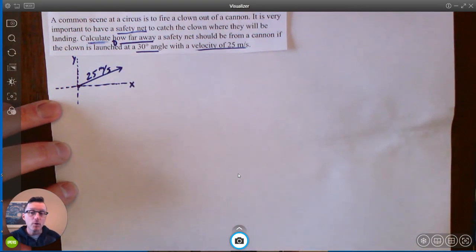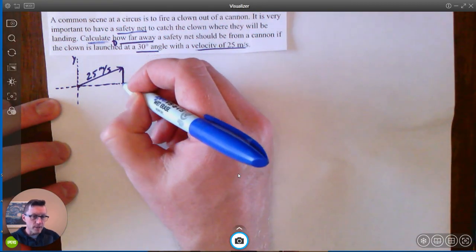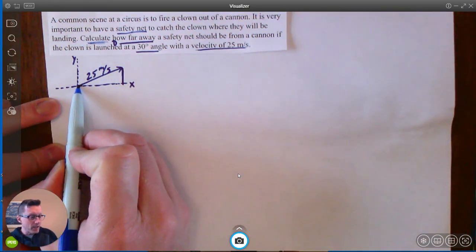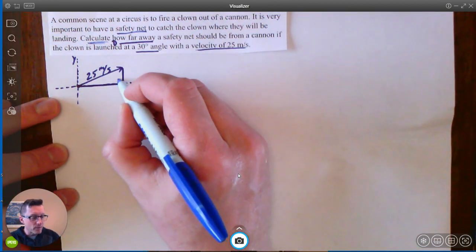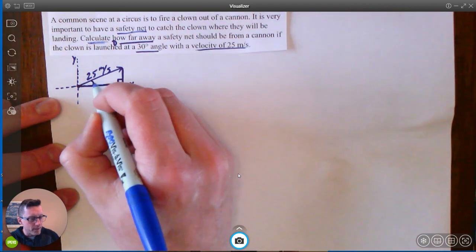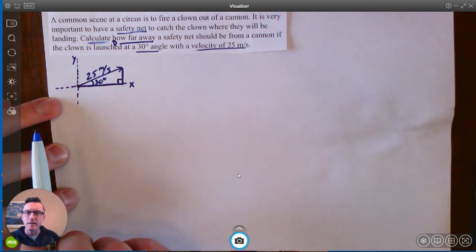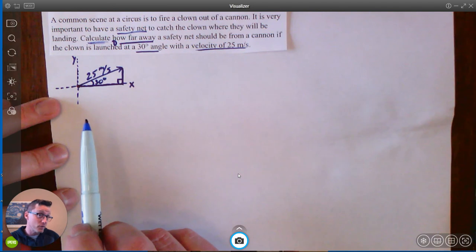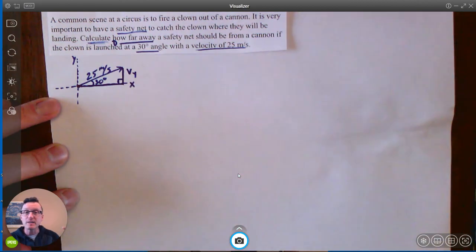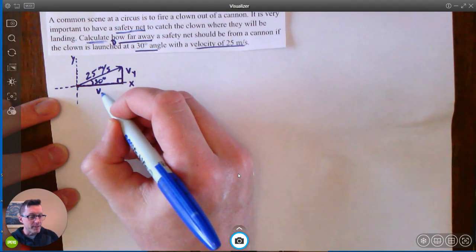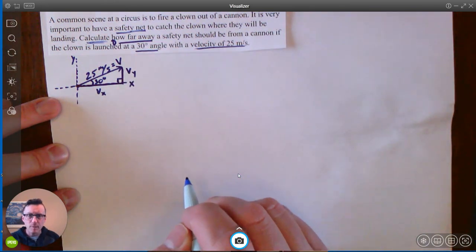And again, physics folks and scientists realize I could make this into a triangle where I draw a line straight down from where that arrow ends, and I draw a line straight from the origin all the way to where that hits. And now I have a right triangle. If I know this is my 30 degree angle, and I know that the velocity is 25 meters per second, I can use SOHCAHTOA to figure out how much of that speed is up and down, which we call Vy, and how much of that speed is side to side, which we call Vx. So keep in mind, this is the actual velocity of the clown, right?